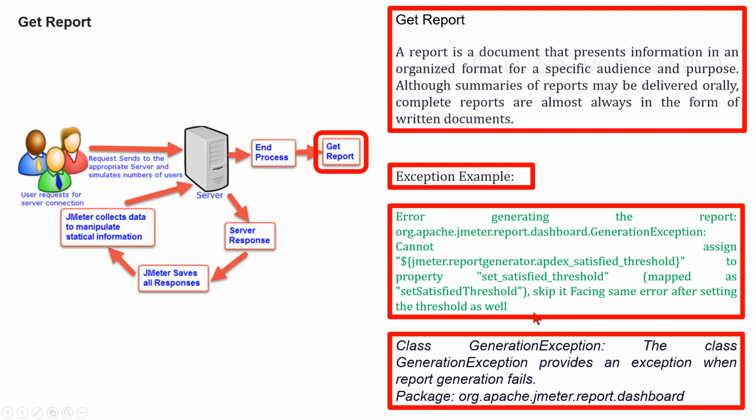org.apache.jmeter.report.dashboard.GenerationException: cannot assign jmeter.reportgenerator.apdex_satisfied_threshold to property set_satisfied_threshold, Map set satisfied threshold. Skip it, facing the same error after setting the threshold as well.